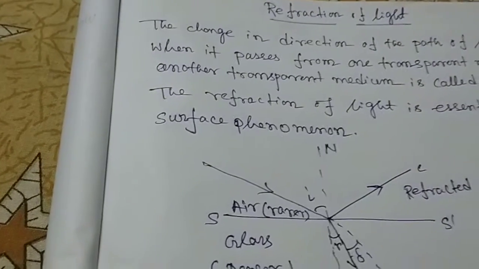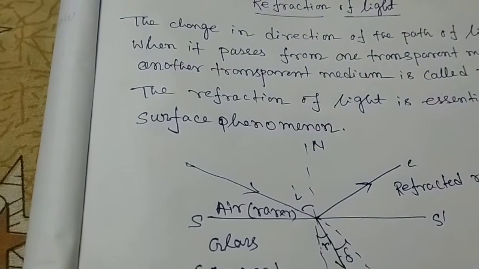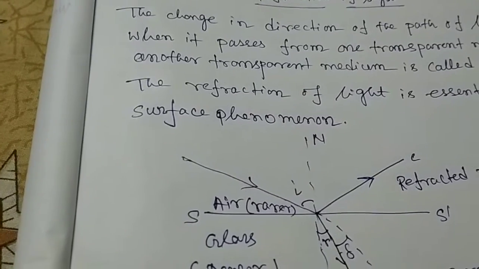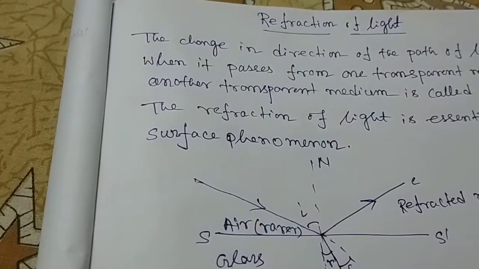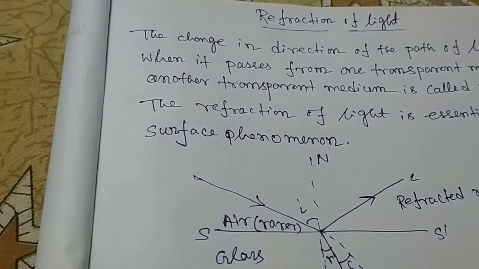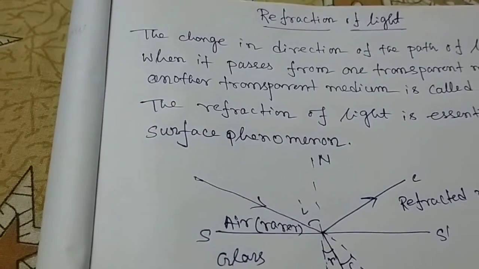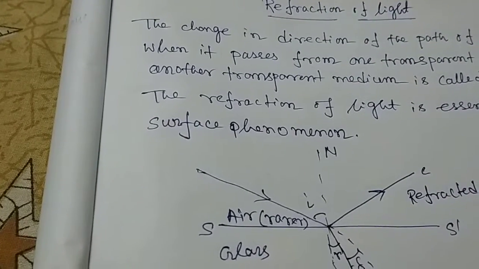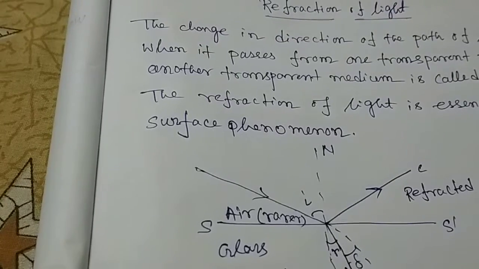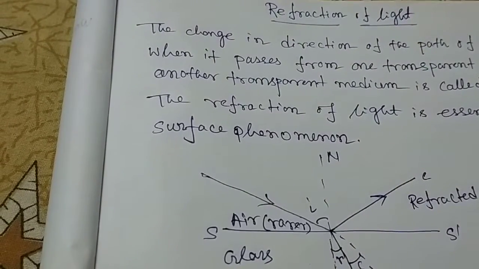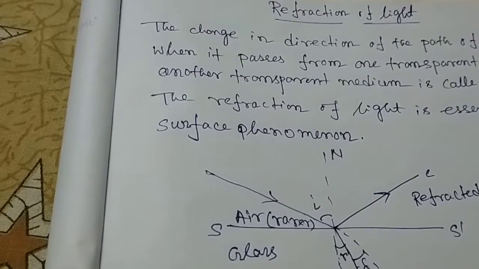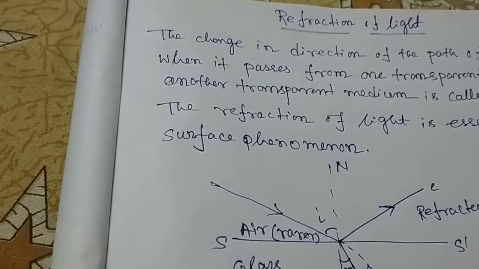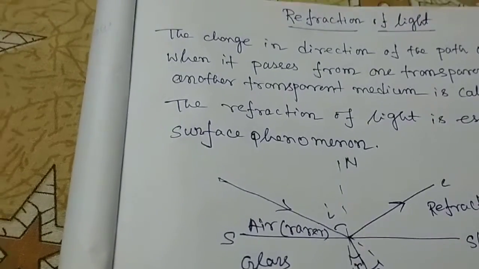If light slows down, the second medium is said to be optically denser than the first medium, and if light speeds up, the second medium is said to be optically rarer than the first medium. Thus, water and glass are optically denser than air, similarly, glass is optically denser than water, or water is optically rarer than glass.